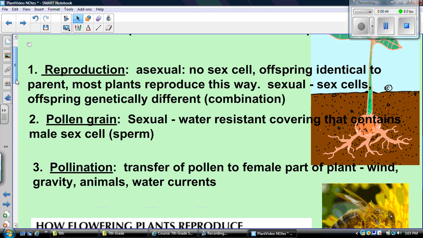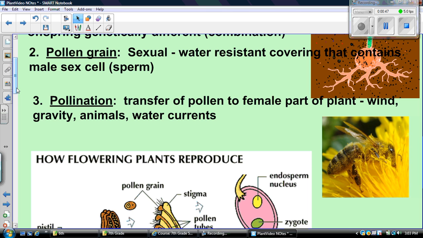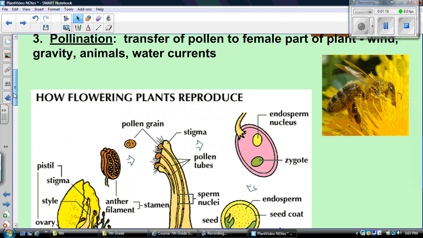Okay, so we're going to focus on how plants reproduce sexually. The pollen grain is the water-resistant covering that contains the male sex cell, which is called the sperm. Pollination is the transfer of pollen from the male part of the plant to the female part, and that's usually done by wind, gravity, animals, or water currents. So there you've got a picture of a bee getting pollen on it. That's the plant's sperm in the pollen.